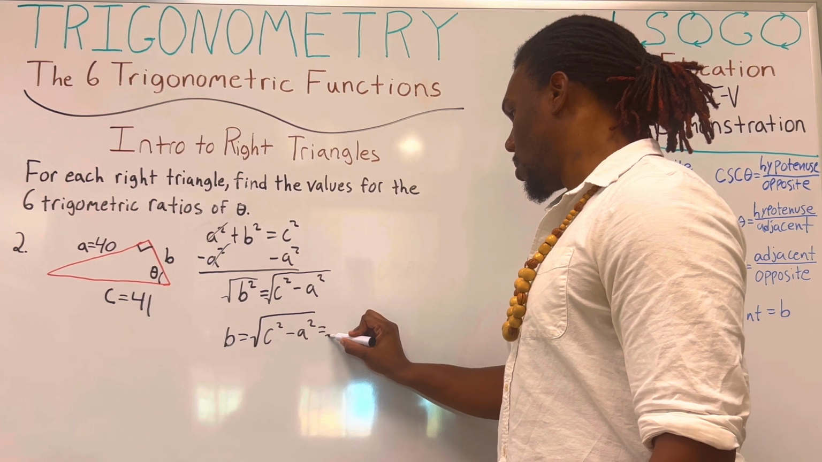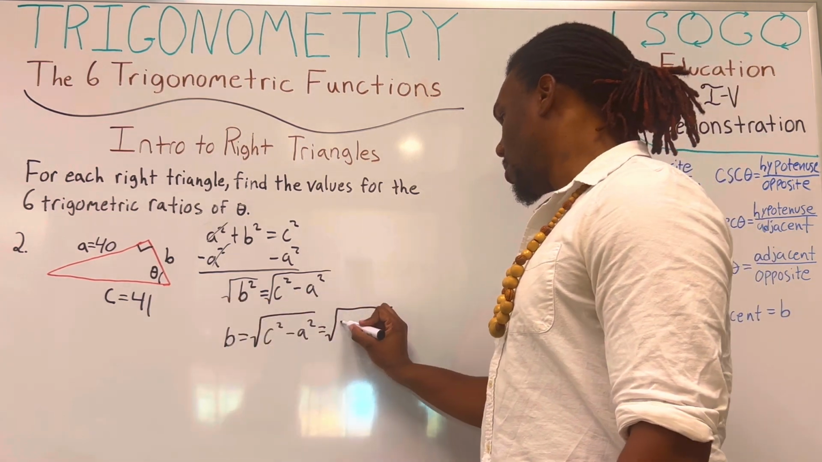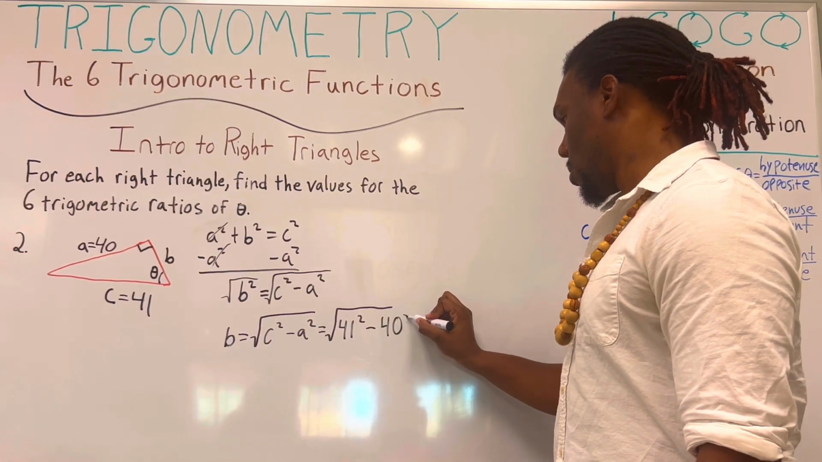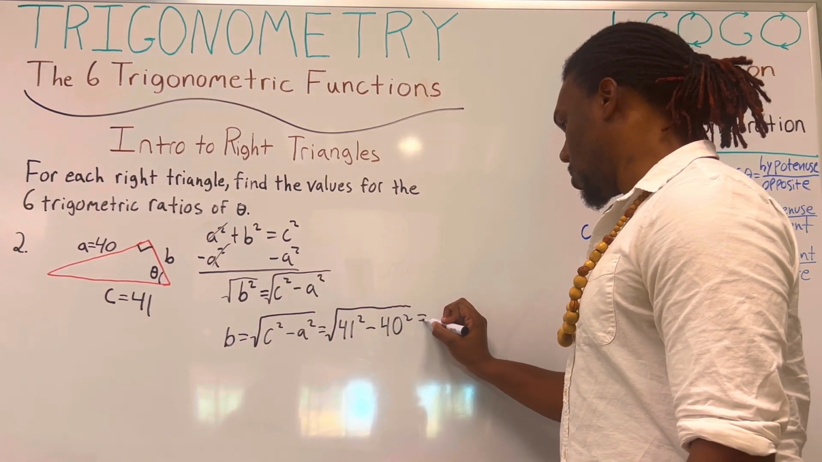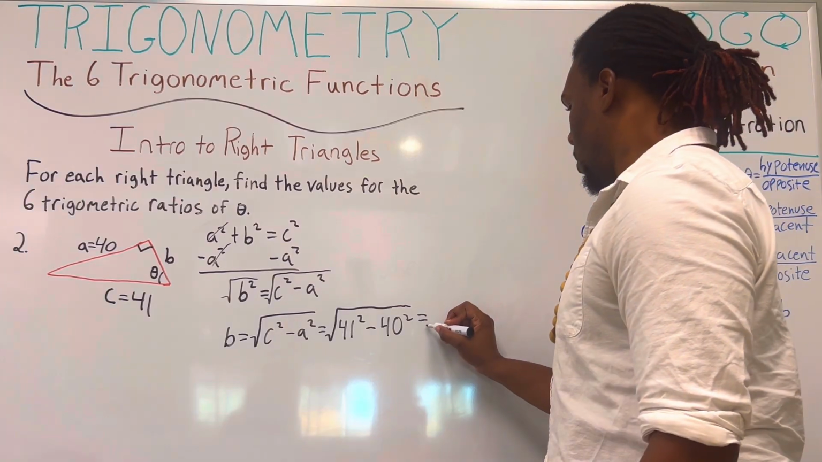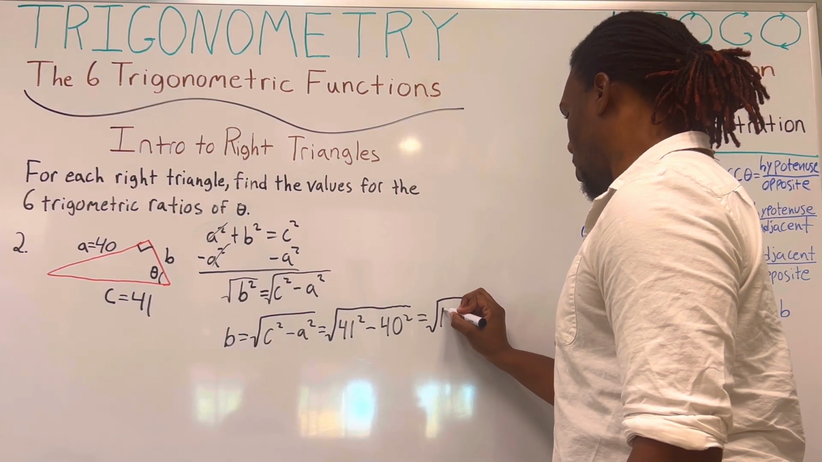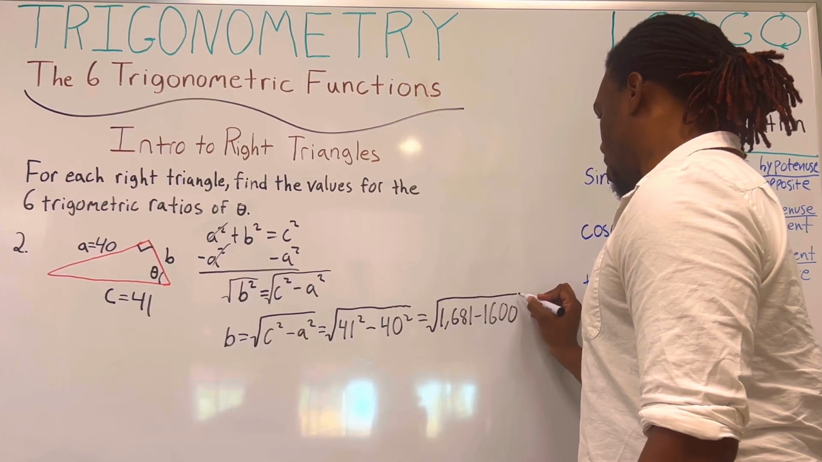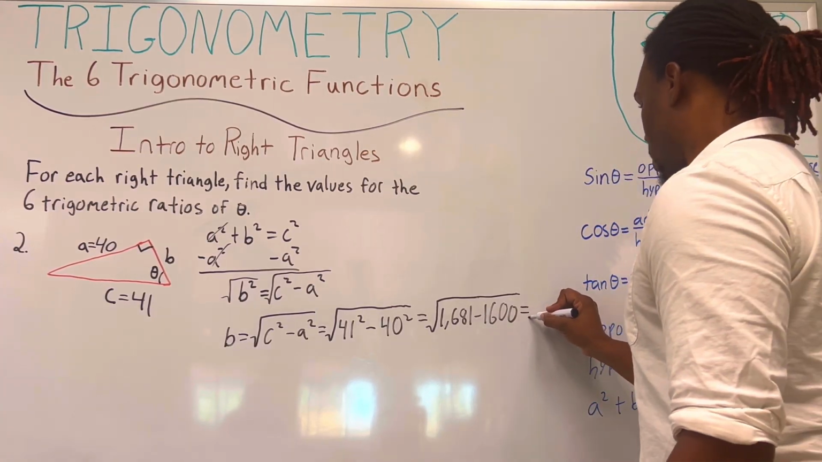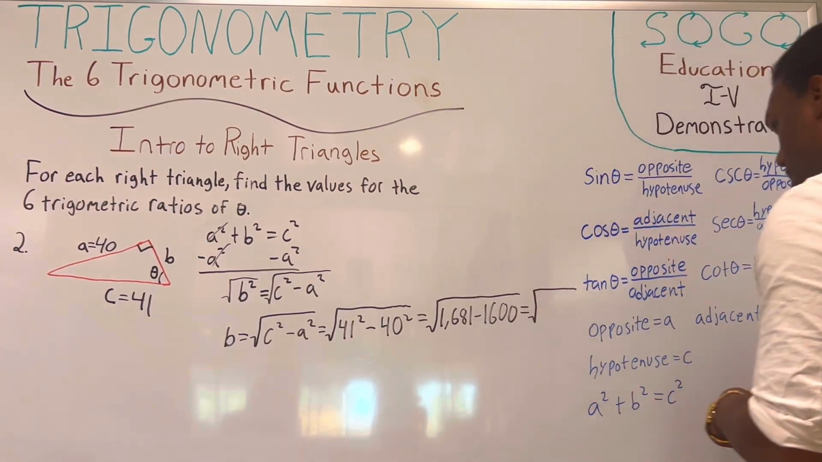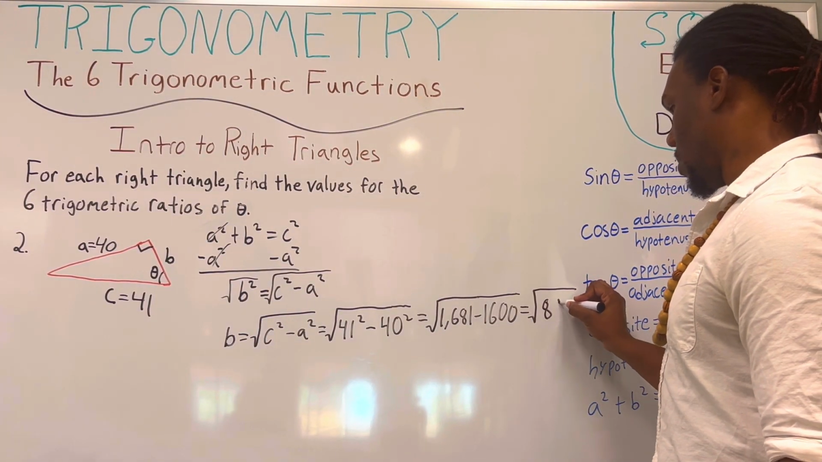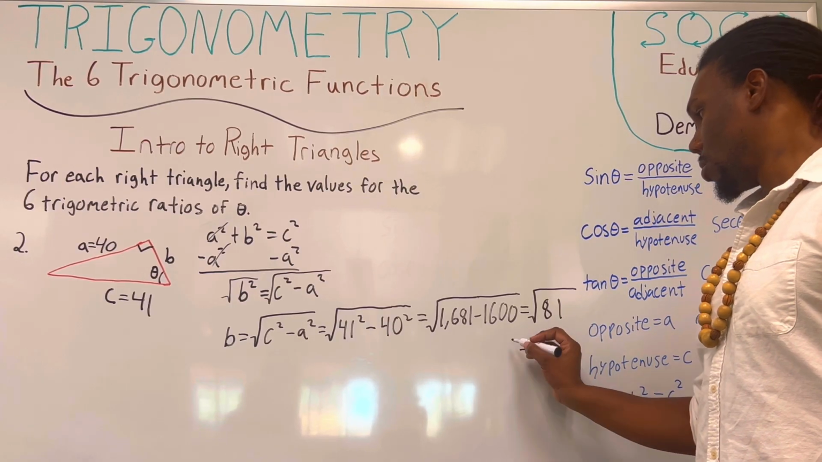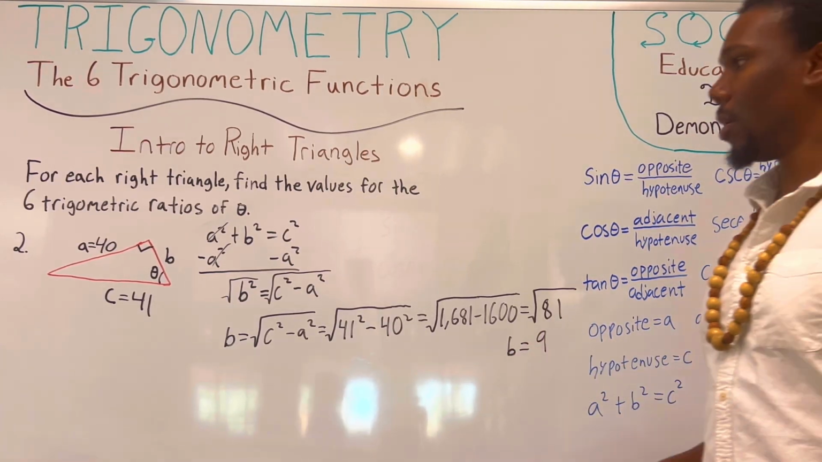Now we can do our plug and chug, right? So c is 41, so we got 41 squared minus a is 40, so it's going to be minus 40 squared. All right? 41 squared is 1,681, and 40 squared is 1,600. So 1,681 minus 1,600 gives you 81. And you know the square root of 81 is 9. So b is equal to 9.